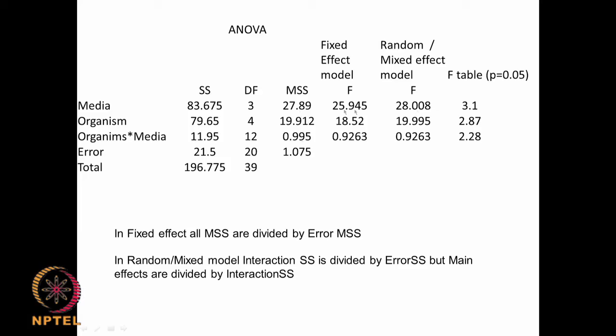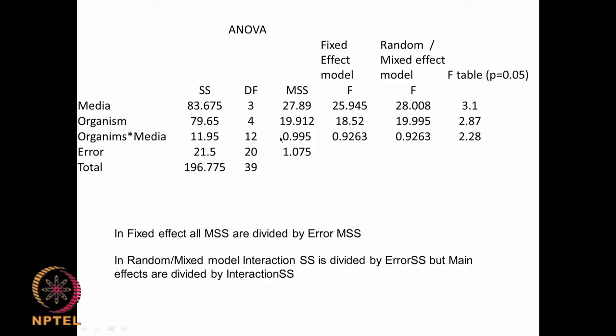So in the random or mixed effect model, we compute 27.89 divided by 0.99, 19.91 divided by 0.99, and 0.99 divided by 1.075. There is a difference between the fixed effect model and the random effect model. In the fixed effect model, you divide every MSS by the error, whereas in the random effect model only the organism-media interaction effect is divided by error, while the main effects are divided by the interaction effect.